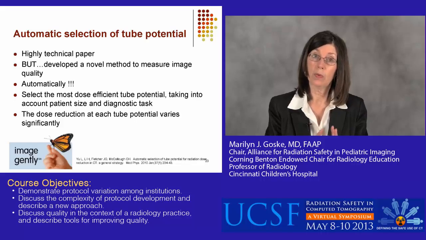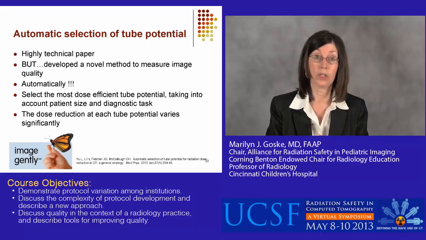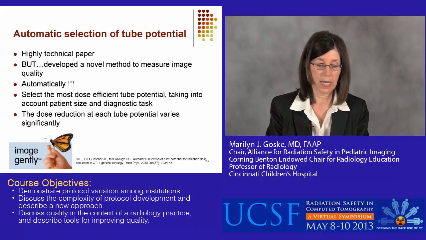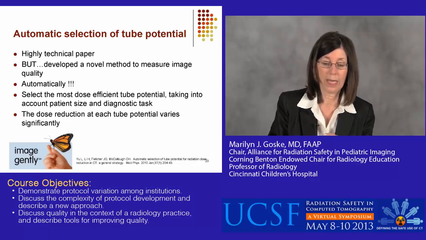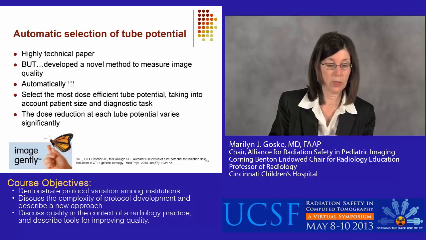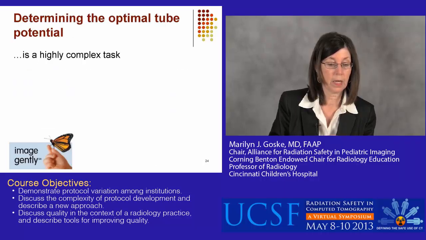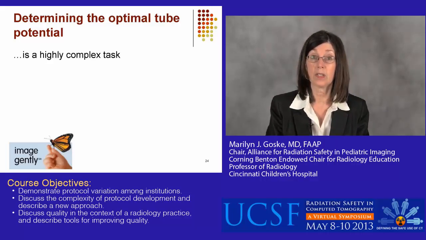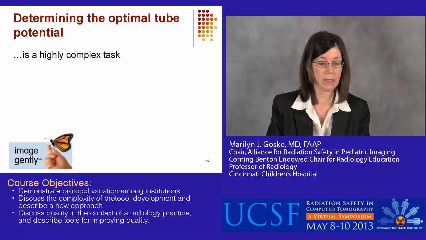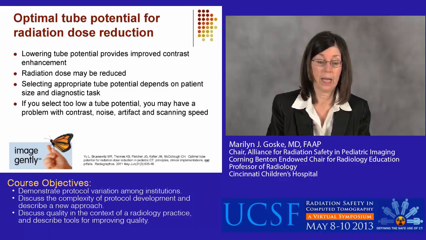They went through a series of steps on how you should select the most dose-efficient tube potential, taking into account patient size and diagnostic task. And they found that the dose reduction at each tube potential varies significantly when taking these two parameters into account. So the bottom line on this article, on the next slide, is that this is really a complex task. Let's go to the next slide.